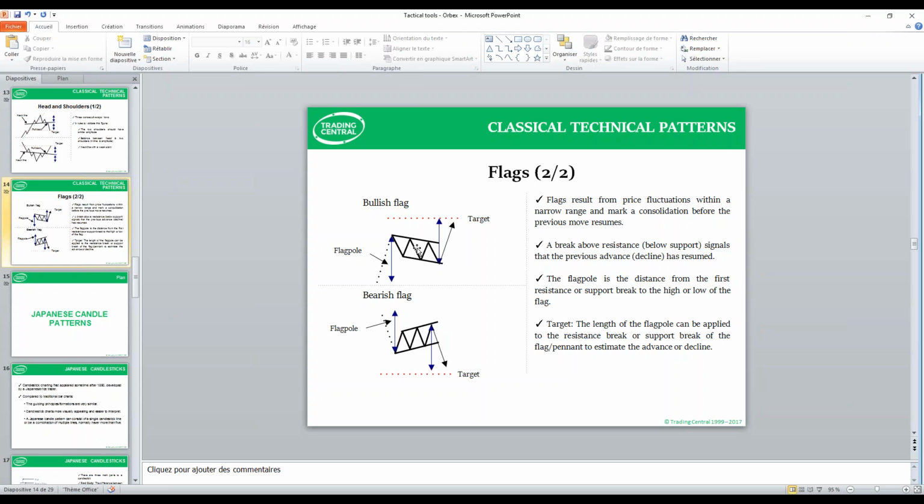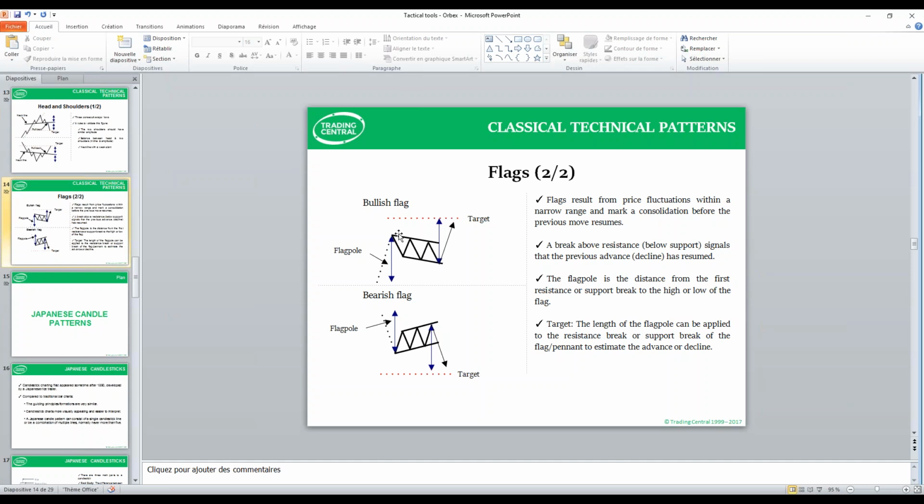And before this consolidation phase, you have to identify a strong bullish trend. This is the dotted line in blue. And you can find the target using the flagpole. What is the flagpole? The flagpole is the distance from the first resistance or the support break to the high or low of the flag. So as you can see, this is the arrow here. And you can find the target by reporting the flagpole from the bottom of the consolidation. And you will find the theoretical target, the measure up move target of the pattern, of the bullish flag pattern.